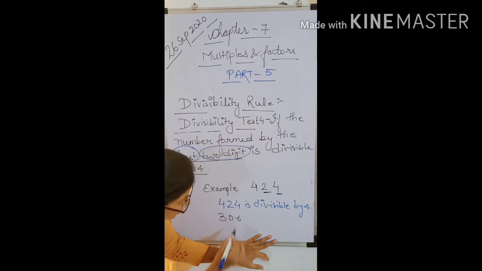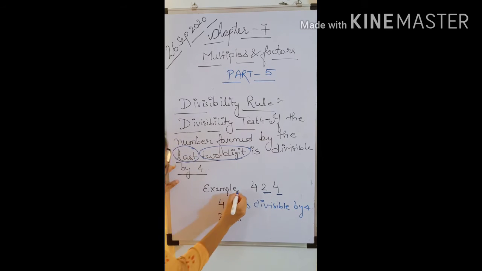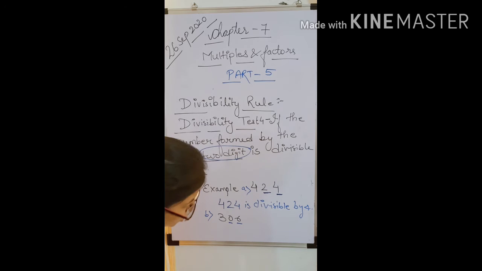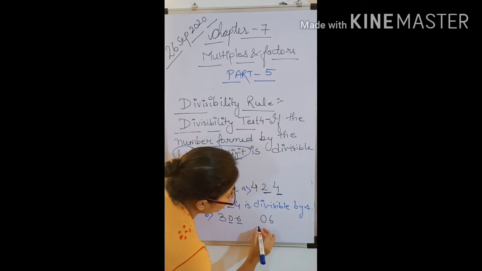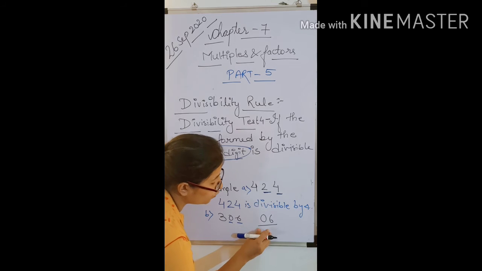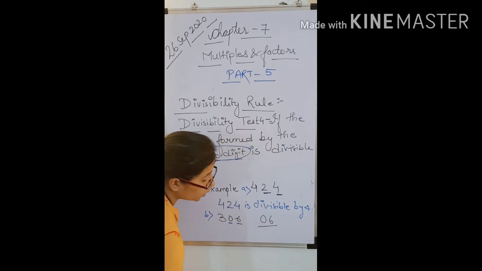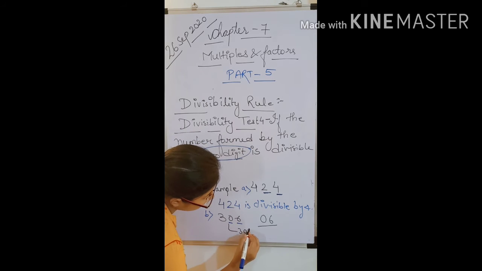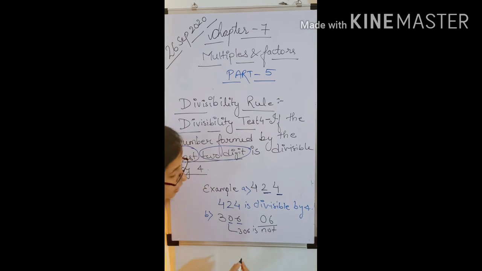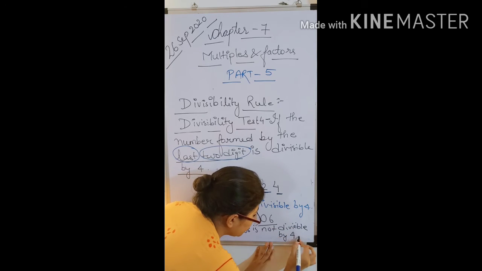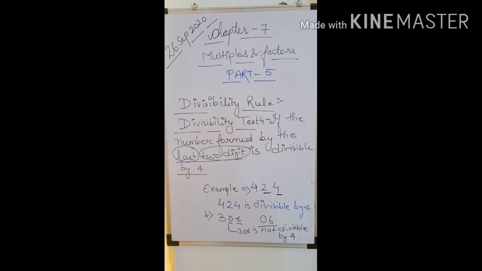Now let us understand one more example. Suppose the number is 306. This is your second example. If I see the number 306, again I have to look at the last 2 digits. The last 2 digit number is 06. Can you tell me whether 06 comes in the table of 4 or not? Yes, 06, it means 6, which doesn't come in the table of 4. So the given number 306 is not divisible by 4. So I hope you have understood how to find whether a given number is divisible by 4 or not.